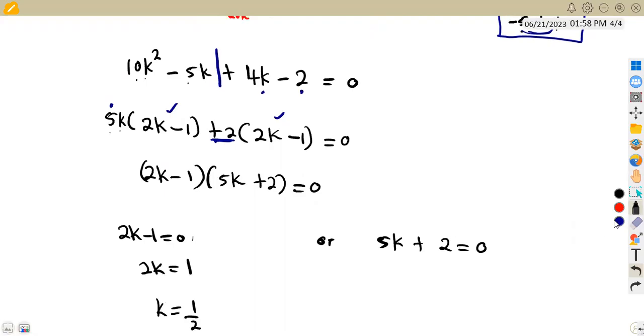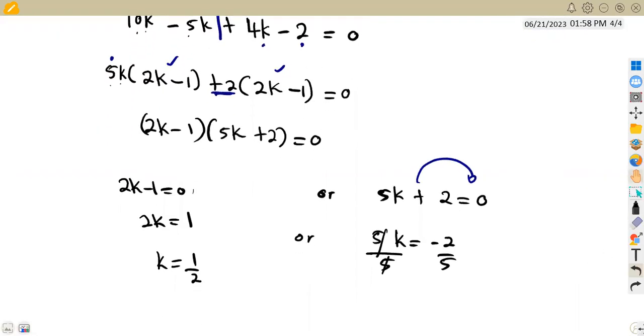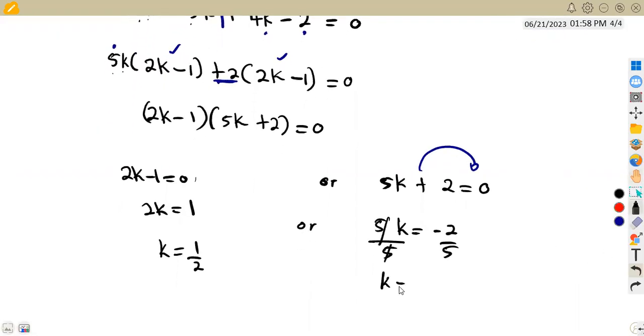The same thing, if we transpose the 2 to the other side, it becomes negative. So that will be 5k is equal to negative 2. What we can do is divide both sides by 5. So our k is going to be negative 2 over 5. So these are the values of k, not the values of x.